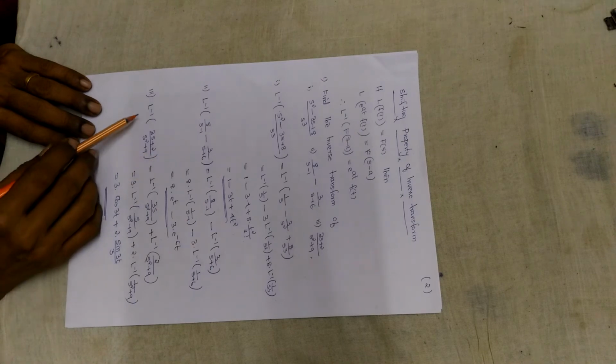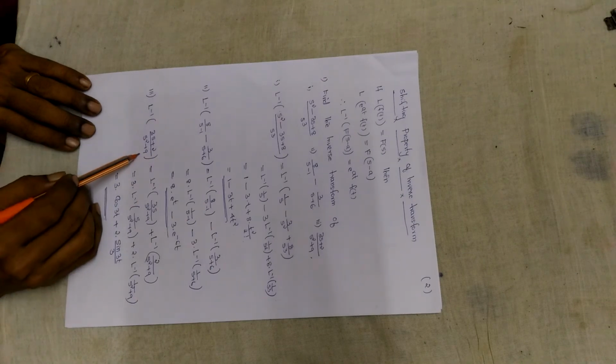And third one, L inverse of 3s plus 2 by s square plus 9.